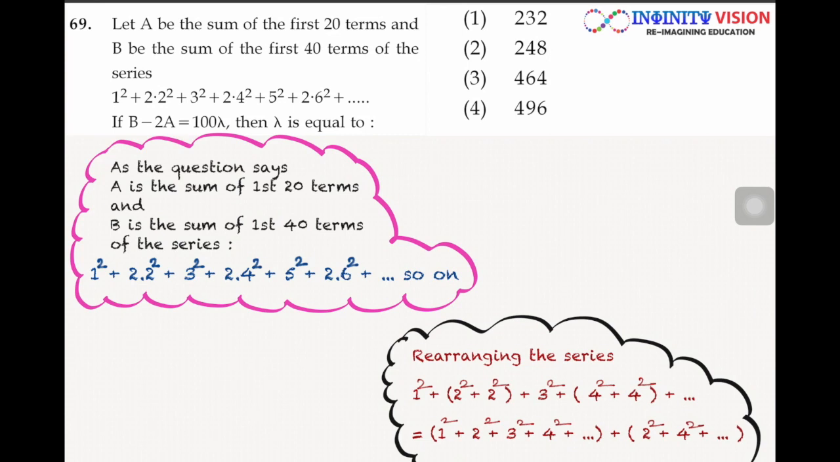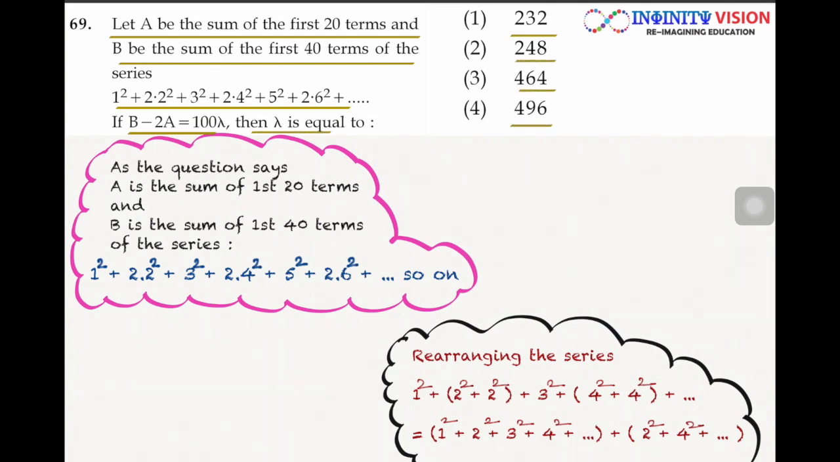Now question number 69. Let A be the sum of first 20 terms and B be the sum of first 40 terms of the series 1 square plus 2 into 2 square plus 3 square plus 2 into 4 square plus 5 square plus 2 into 6 square and so on. So if B minus 2A is 100 lambda, then lambda equals 232, 248, 464, 496.